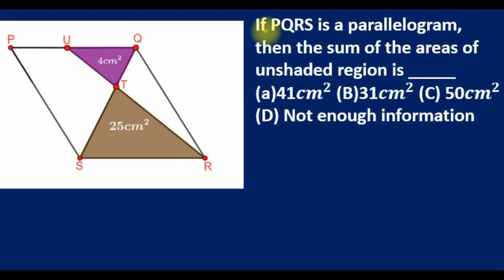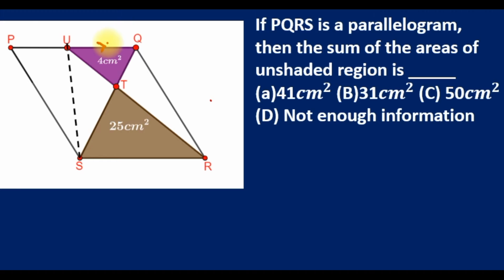Okay, we are given that PQRS is a parallelogram, and we want the sum of the unshaded region. So this is the unshaded region, the sum. Before I solve this, let me add an auxiliary line. That's my auxiliary line. I will use a combined property of a parallelogram and a trapezium.